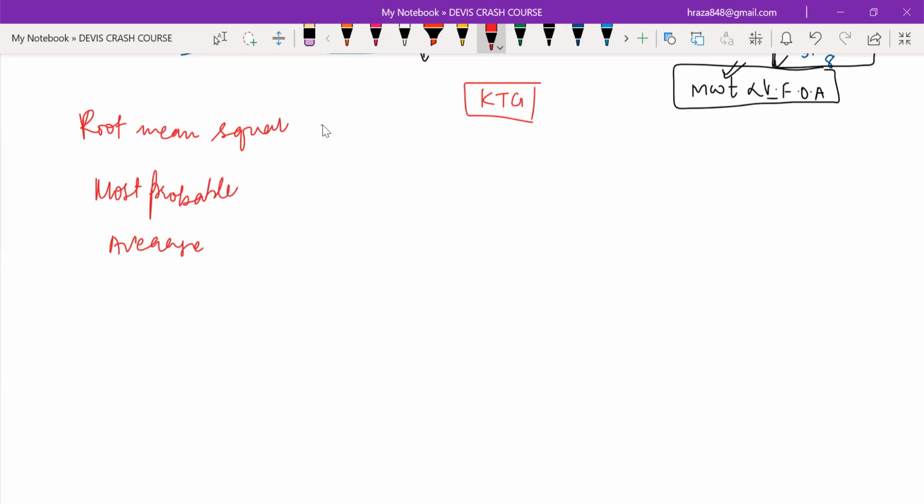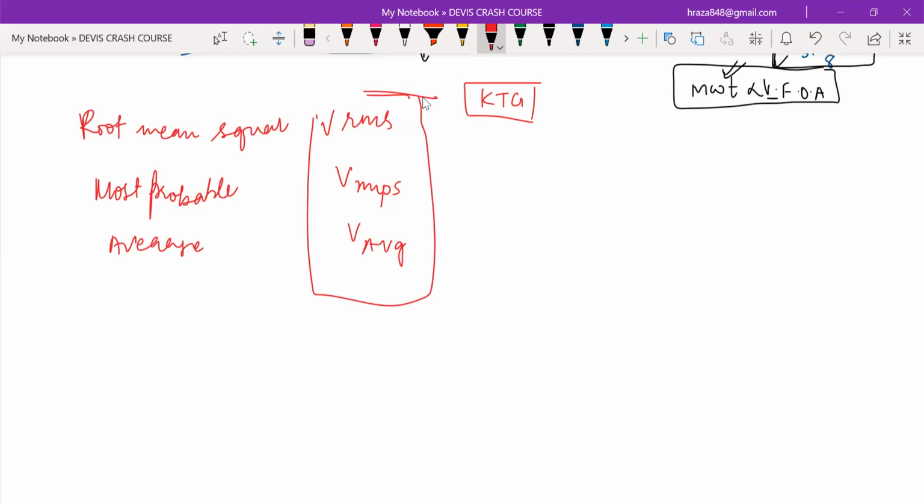So I'm going to write this as VRMS, this as MPS, most probable speed, and this as average. Can you arrange them, which one is greater and which one is smaller? Is it like average is highest? No, it's not like that.